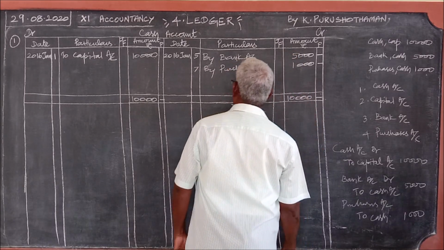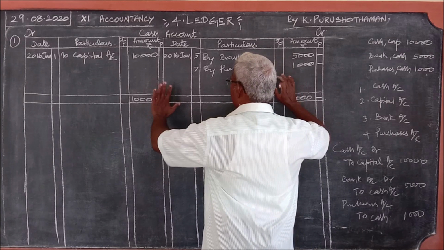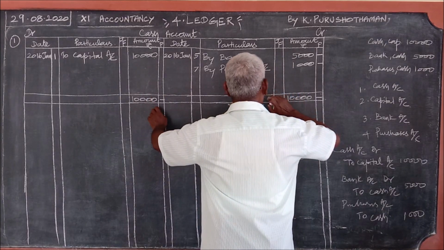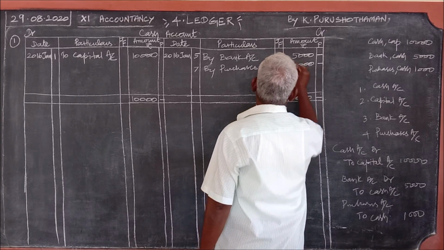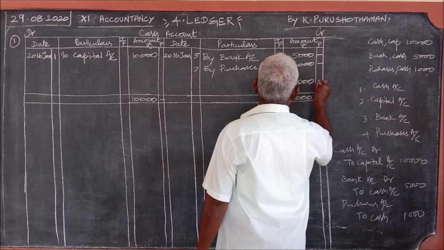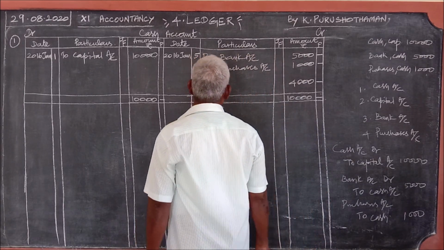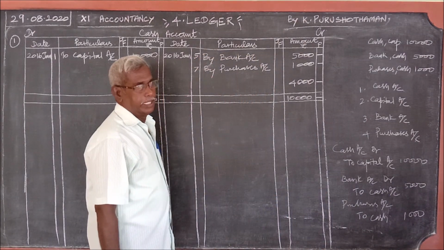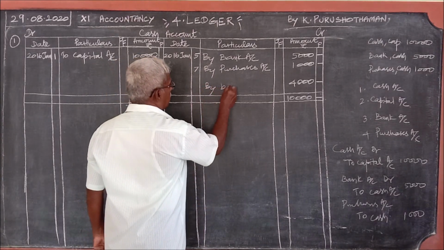After writing the greater total, some amount is missing. Which side? This side is okay, 10,000. On this side 4,000 is missing. 5 plus 1, 6, 6 plus 4, 10,000. 4,000 is missing. That missing amount is called the balancing figure. So that should be written by balance.